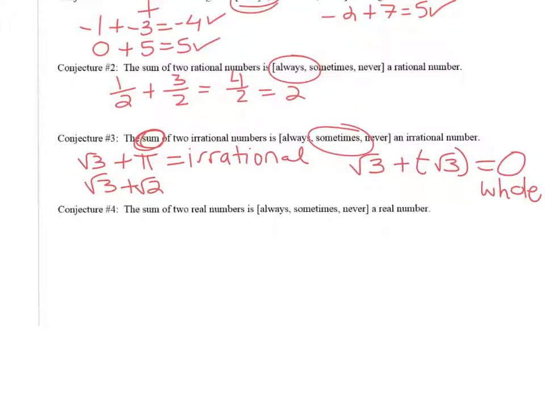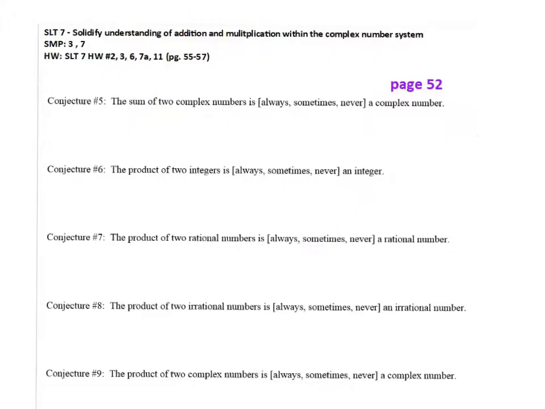The sum of two real numbers is always, sometimes, or never a real number. That is going to be always. All right, we've got more to do. Turn the page. On page 52, try the first 9. So try 5 through 9. We'll pause the video. I'll give you about 6 or 7 minutes, and then we will go over the answers.